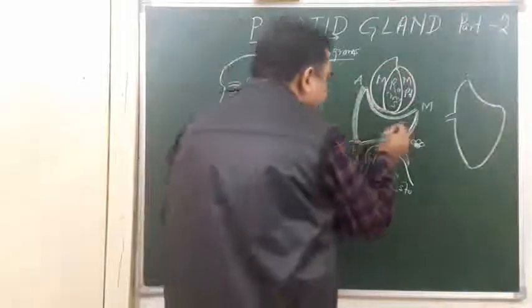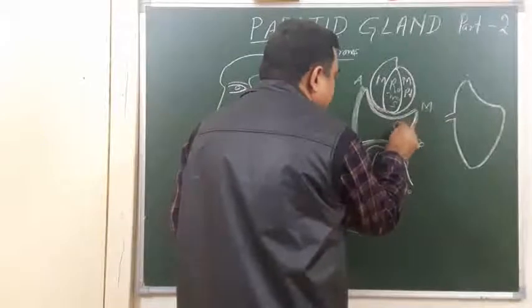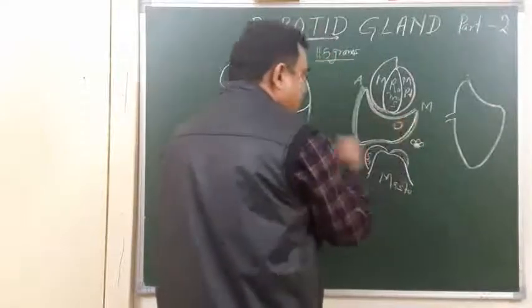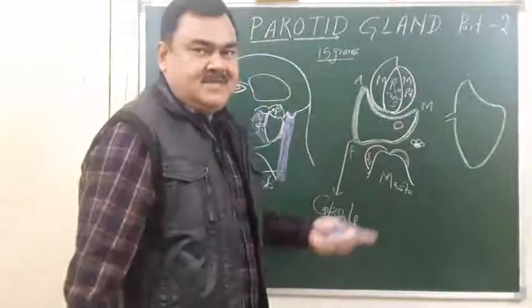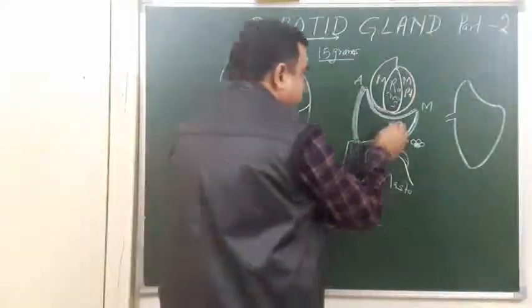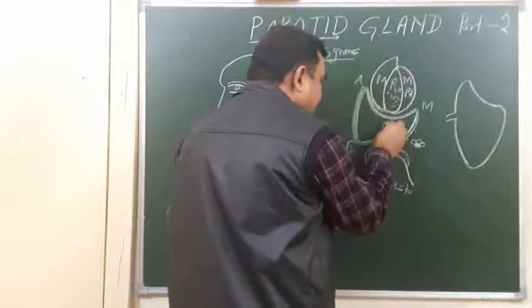The medial most structure is here. This is medial most structure. This is external carotid artery. Then just lateral to this, there is retromandibular vein. This is retromandibular vein.